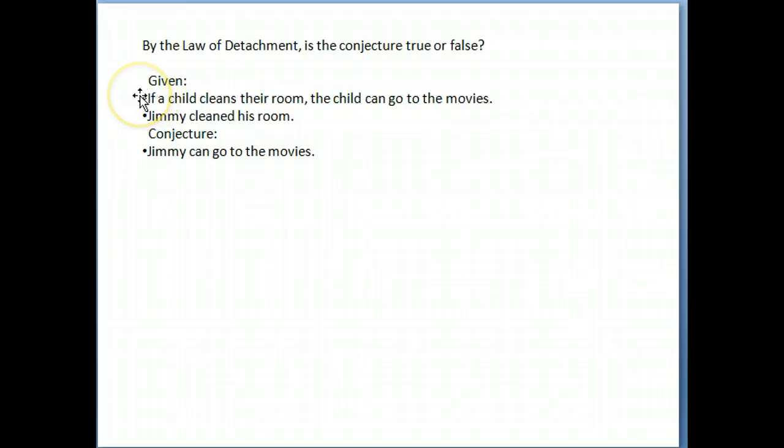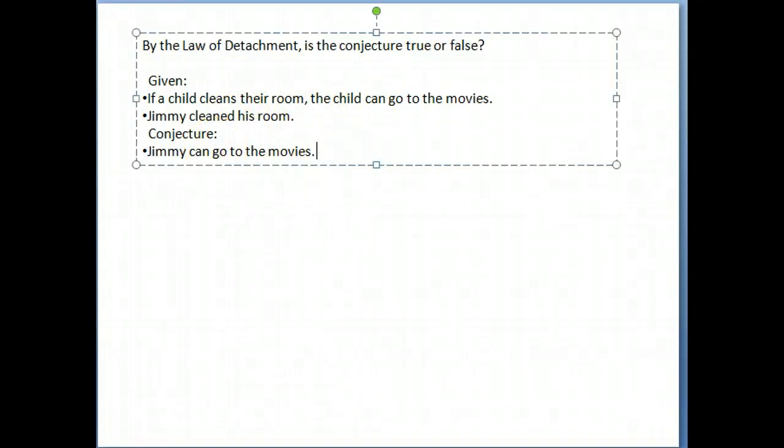Our rule was if someone cleans their room, that person can go to the movies. The next piece of given information was that Jimmy cleaned his room. Did it come from the if part? Yes, it did. Cleaning your room was the if part. So we automatically know if you clean your room, you get to go to the movies. So Jimmy gets to go to the movies. This person got it right. This is true.